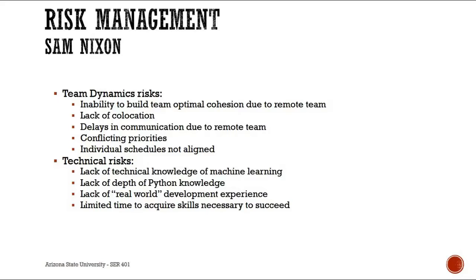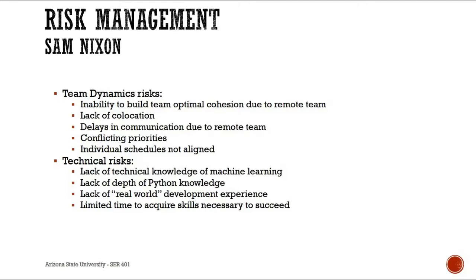My name is Sam Nixon, and I'm going to be covering the risk management portion. Our team came up with 2 types or classes of risk. The first type that we identified were team dynamic risks. Included in this type was the inability to build optimal cohesion due to having a remote team, our lack of co-location, the delays in communication due to having a remote team, the conflicting priorities of the team members, and the fact that our individual schedules may not align because we live in different time zones.